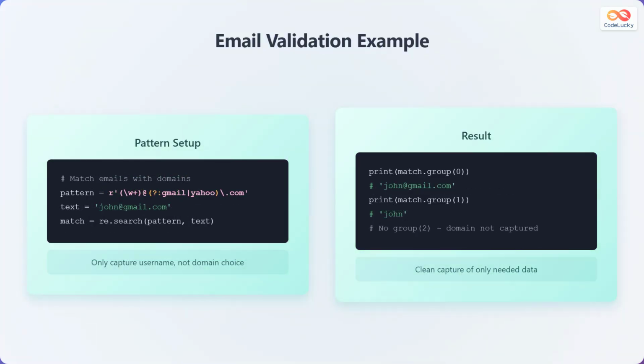Let's go through a practical example. We want to match emails with domains. The pattern is one or more word characters followed by @, then open non-capturing group gmail or yahoo close non-capturing group .com. Only capture the username and not the domain choice. So the text is john@gmail.com. Group 0 gives john@gmail.com. Group 1 gives john. There is no group 2 since the domain is not captured.